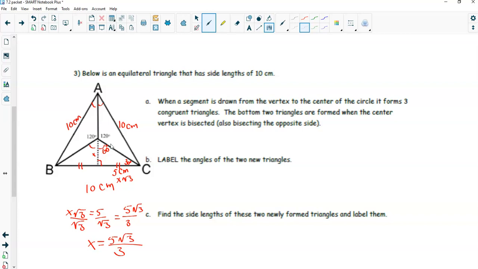Now, all I have to do to get to the hypotenuse is double that, which would be 10/3 square root of 3. So 10/3 square root of 3. See that? This is 5/3 square root of 3 right there. 5/3 square root of 3. Okay? So that's that.